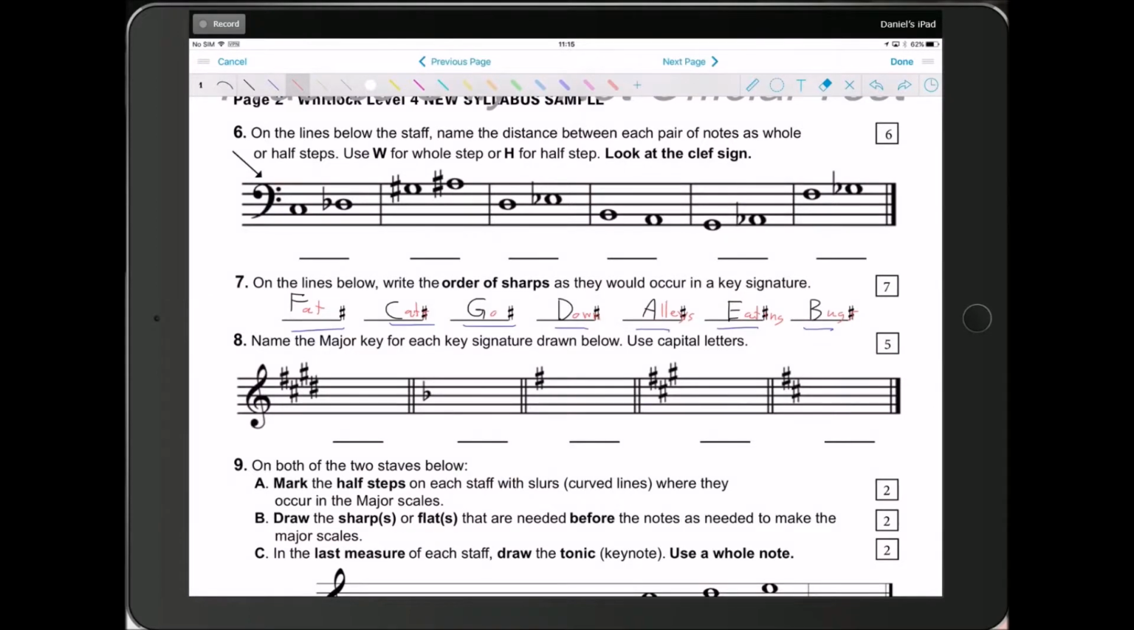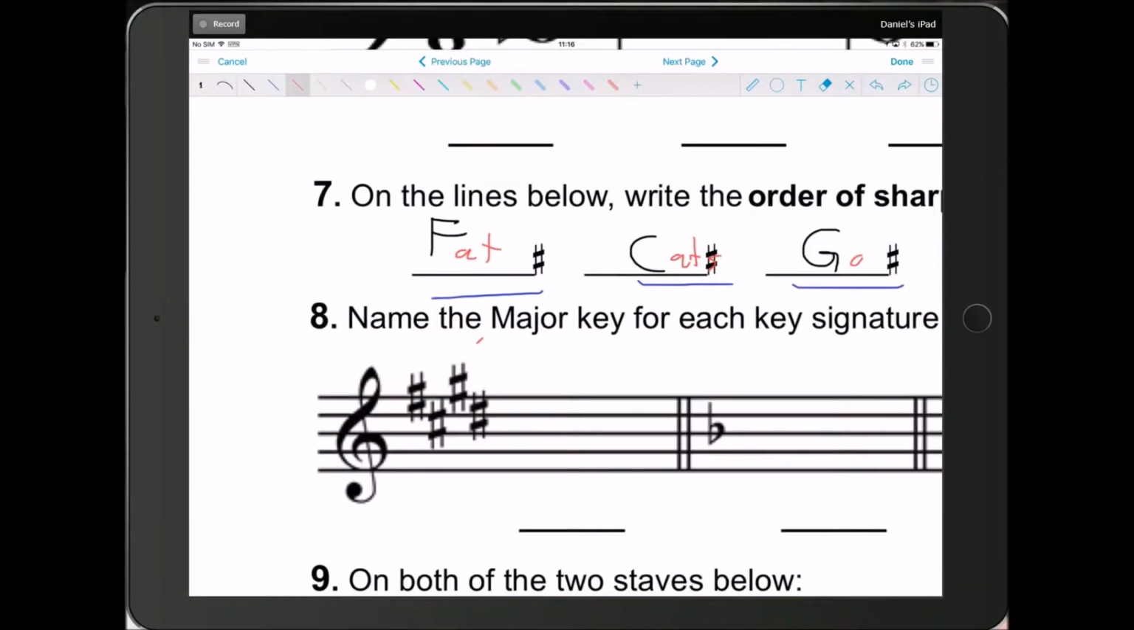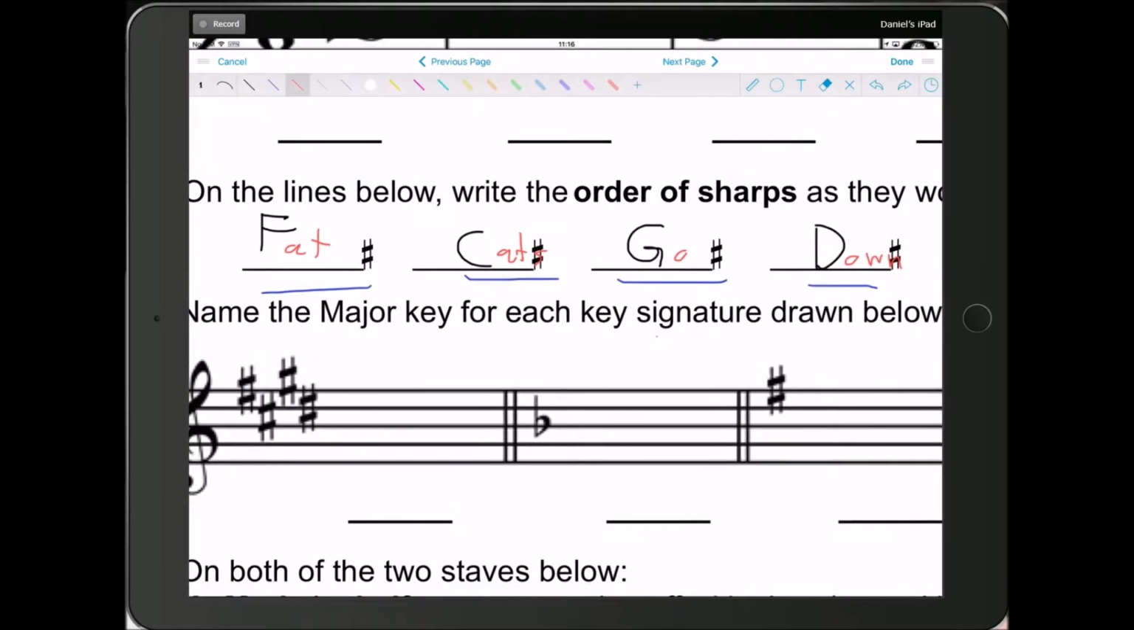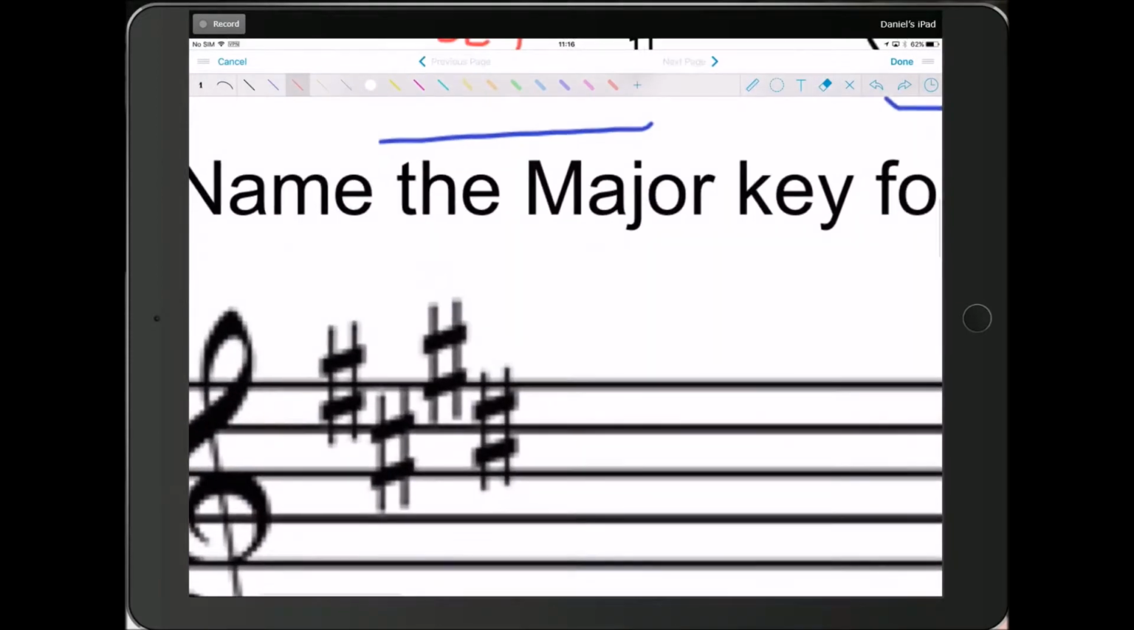Okay, so let's take a look here. I'm trying to get in the first 4 sharps in the order of sharps. Okay, notice the first 4 words in our silly sentence, fat cats go down. Now let's zoom in right here. The order of sharps is right here. Fat, that sharp is on the top line right here. You see that? That sharp is on the top line.